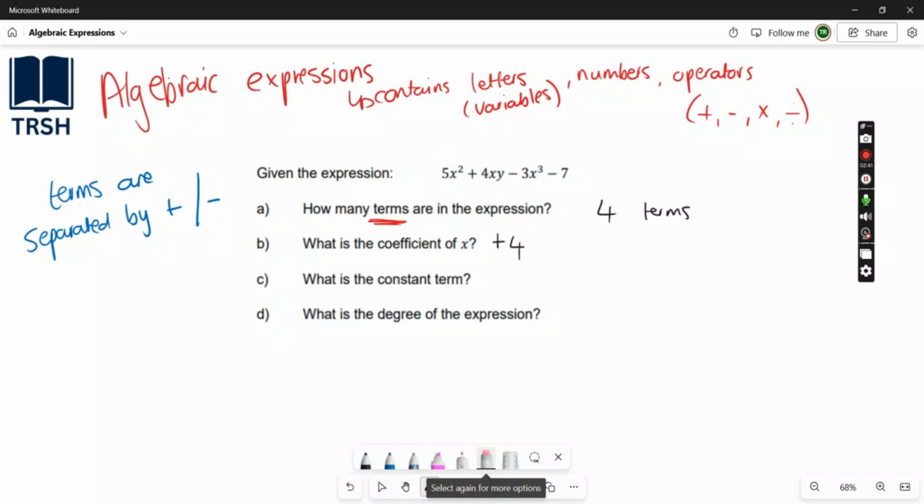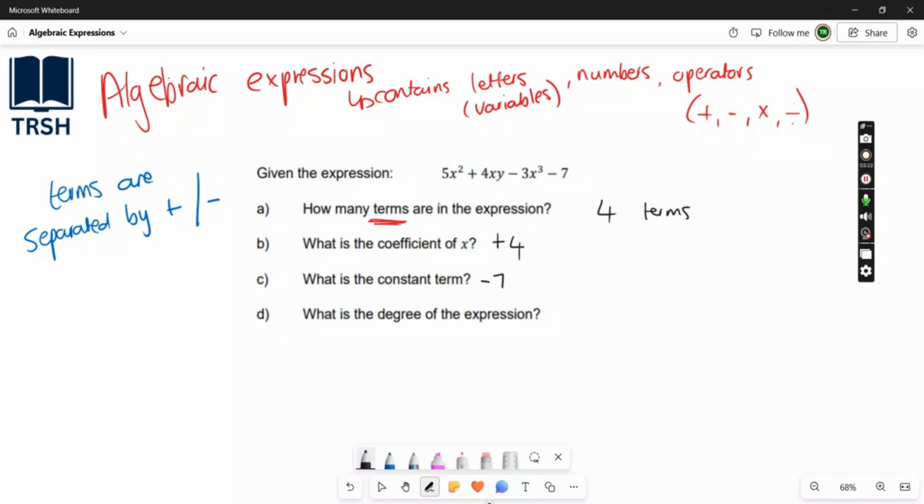Then the next question says, what is the constant term? The constant term is the term that does not have any letters, any variables. That's the constant term because it won't change. So the constant term in this case is negative 7. Please, guys, this is very important. You need to take the sign with it. If you just write 7, then technically it's wrong. So you need to always put the sign as well. So the constant term is negative 7, the term that does not consist of any variables at all.